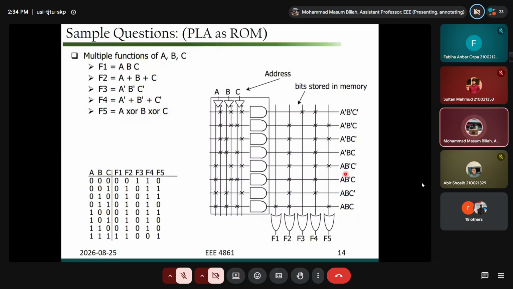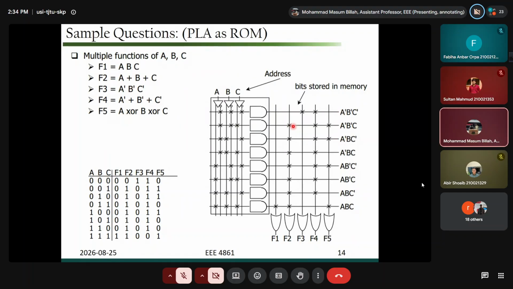This is another example of PLA as a ROM. Maybe you know better than me because you studied, I studied 20 years ago and you just studied 2 years back. So very recently you studied digital electronics. So you know how to minimize the length of the expression.